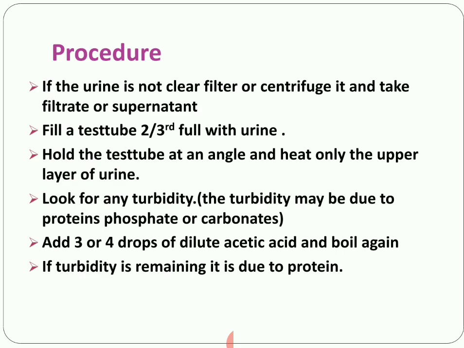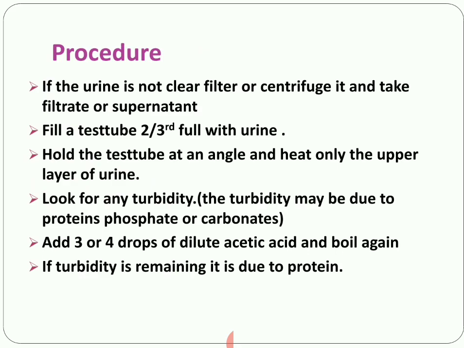Procedure of heat and acetic acid method. First, if the urine is not clear, filter or centrifuge the urine sample. Then take the filtrate or supernatant. Fill a test tube with 2/3 of the urine. Then hold the tube at an angle and heat only the upper layer of the urine. The lower portion of the urine acts as a control. Then look for any turbidity.